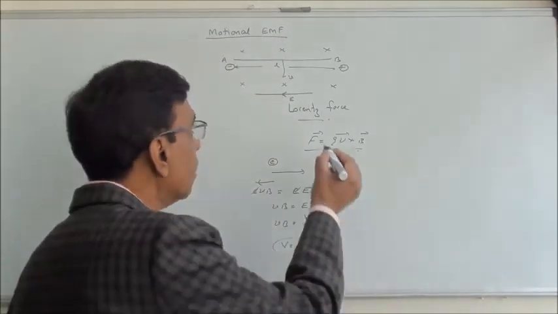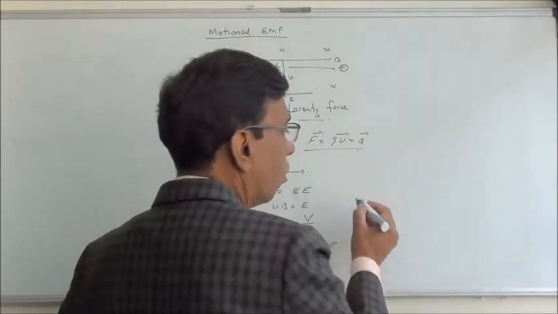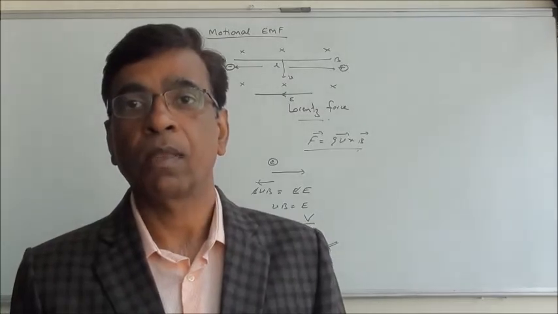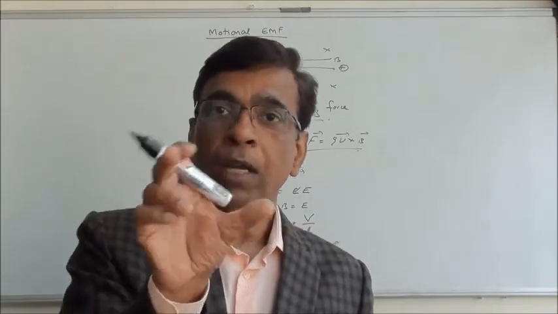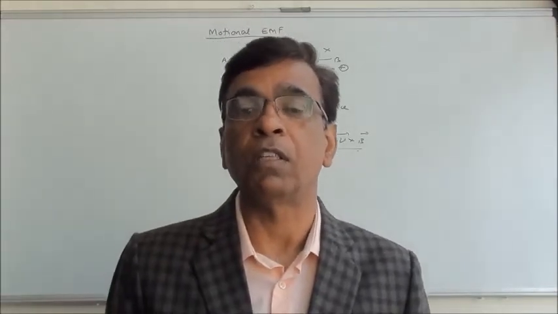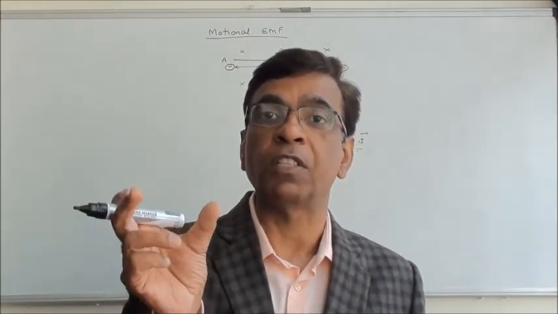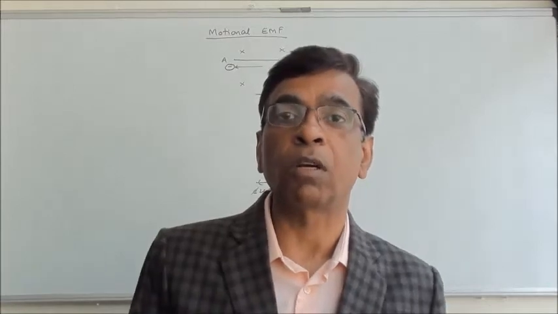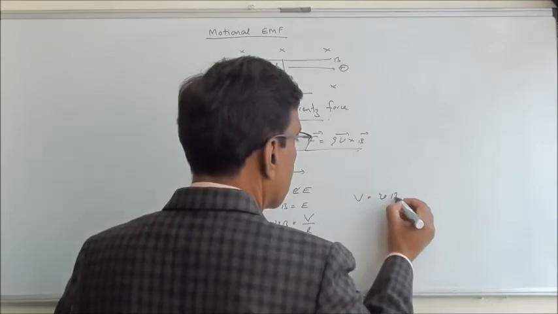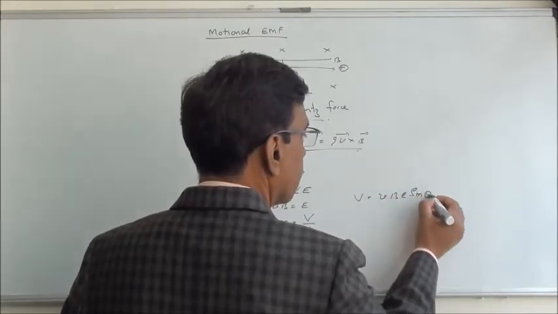So if the rod makes an angle of theta with the field direction, then one component of magnetic field, B cos theta, will be along the field. This will not cause any potential difference. It is B sin theta, the perpendicular component, which is responsible. So in that case, we can generalize the expression as BvL sin theta.